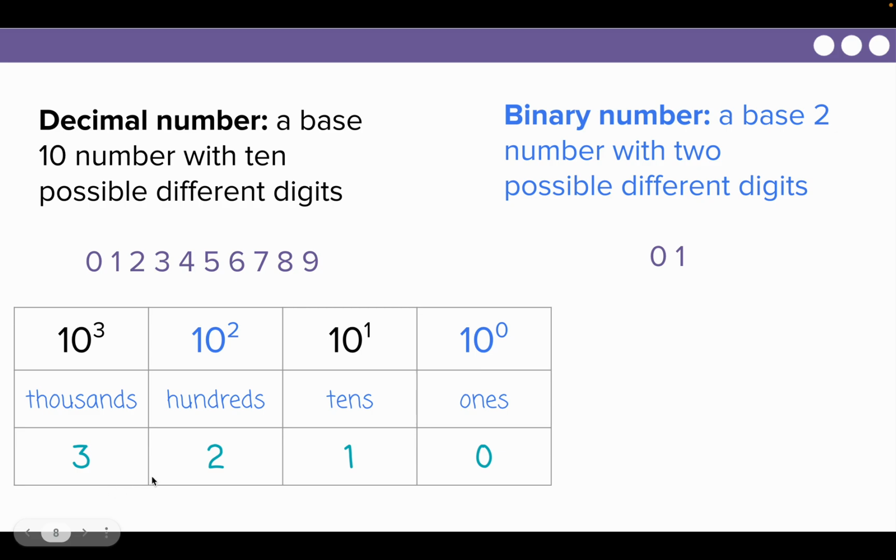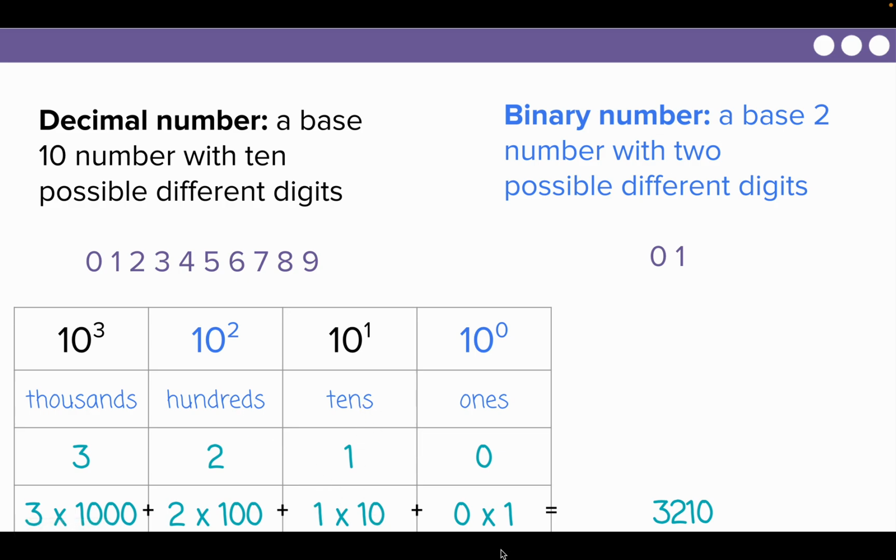So if I had a number that looked like this, 3210 in the decimal system, well, how do I know what that actually means? Well, it means I have 3 thousands, I have 2 hundreds, I have 1 ten, and 0 ones. If I wrote that out, it would look something like this. 3 times 1,000, because I have 3 thousands, plus 2 times 100, 2 hundreds, plus 1 times 10, plus 0 times 1, because I don't have any ones. That gives me 3,210.